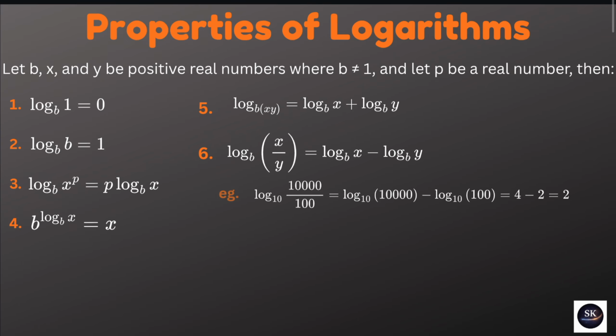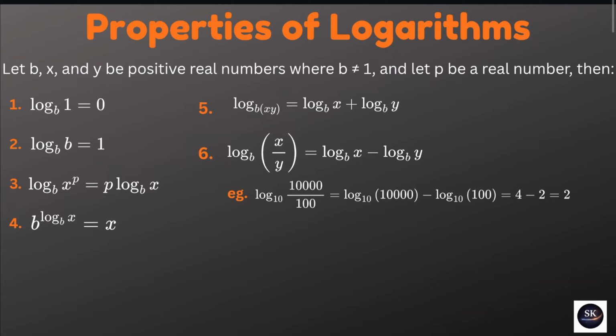Sixth property is the quotient property. Logarithm of a quotient equals the difference of the logarithms of the numerator and denominator, exactly opposite to the product property. So we get log x upon y to the base b equals log x to the base b minus log y to the base b.